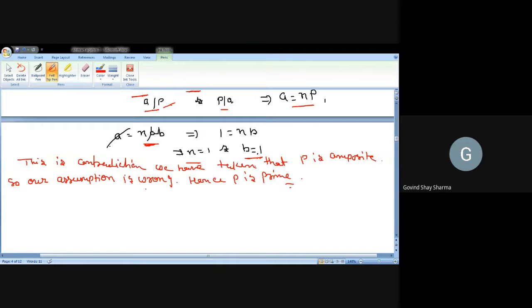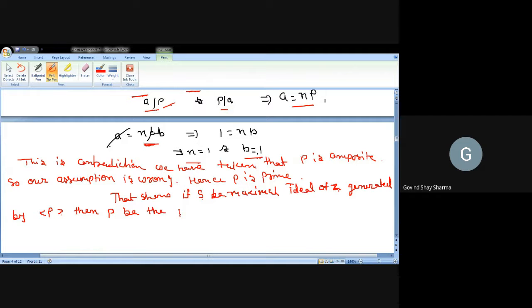So we can say that if S is a maximal ideal of Z generated by P, then P is prime.